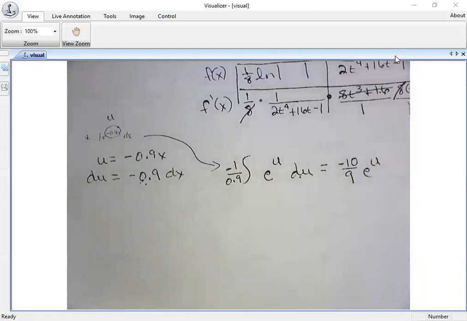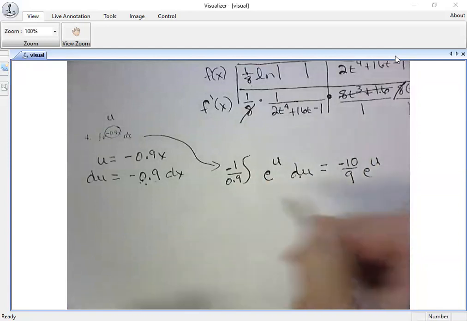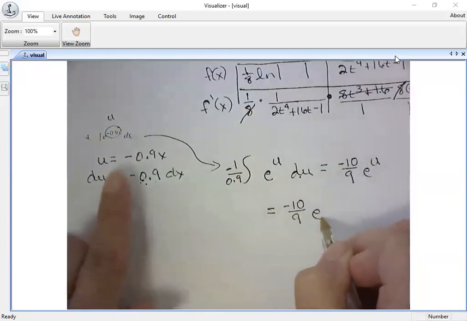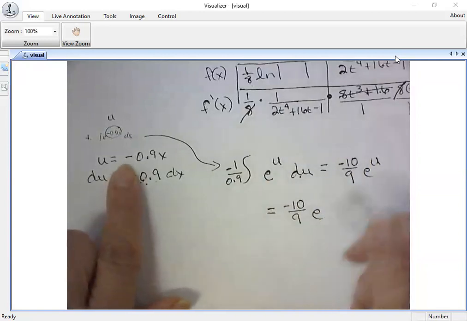But I don't think I want to leave it with the u because it came to me with x's. So what would you say this should equal? Negative 10 over 9 e to the what? And it's got to be a negative 0.9x, right? Plus c.